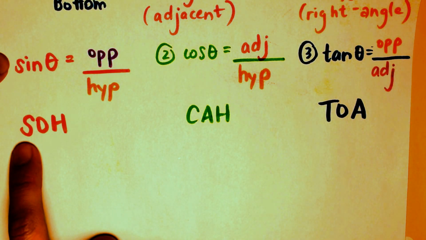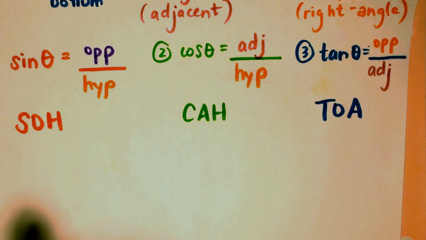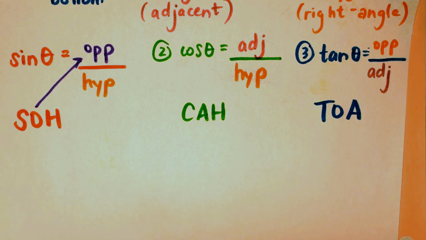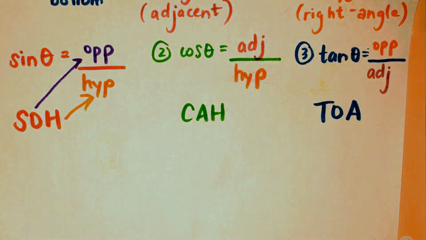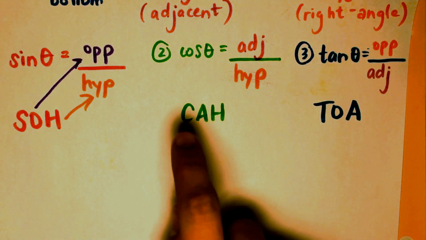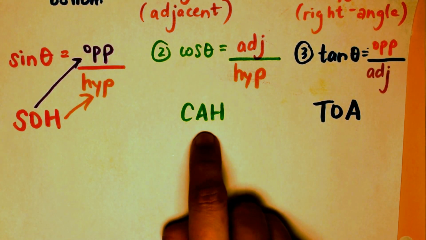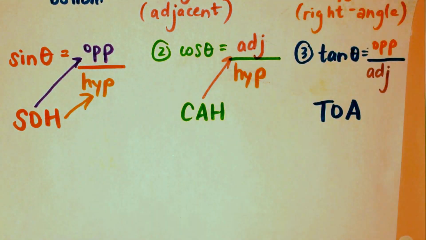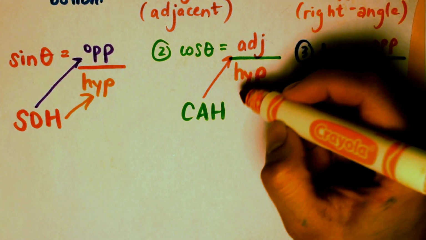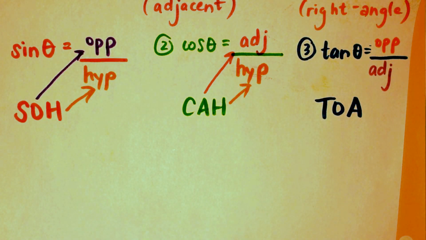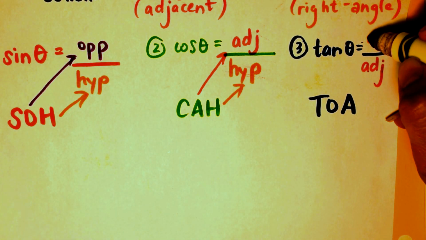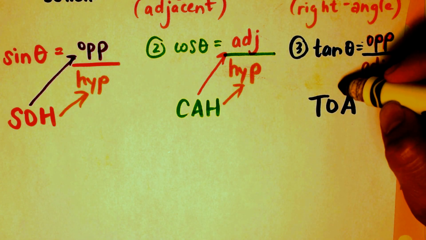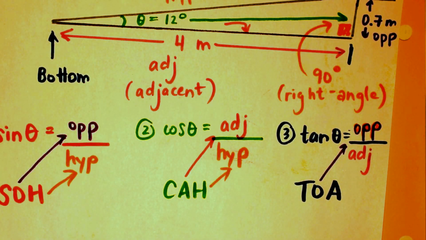SO stands for sine equals opposite over hypotenuse. The C in CA stands for cos, the A stands for adjacent, and the H stands for hypotenuse. Why did I write my hypotenuse in orange over here when it should be purple? The T in TOA stands for tan, O stands for opposite, and A stands for adjacent.